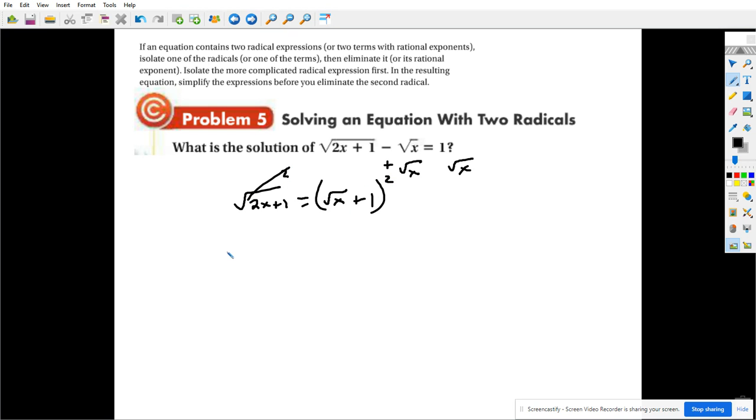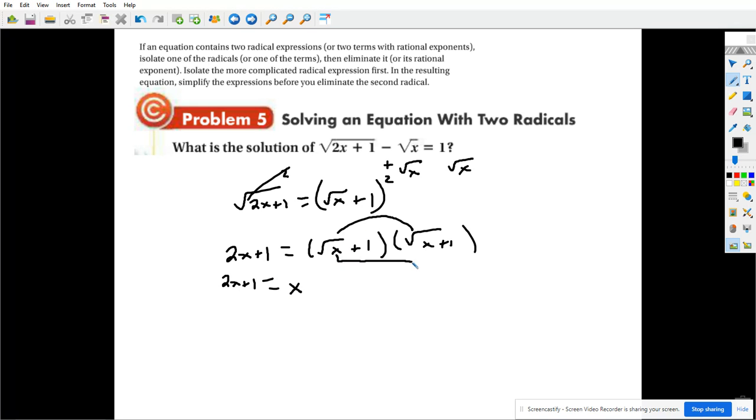So on the left, 2x plus 1. On the right, I'm left with the square root of x plus 1 times the square root of x plus 1. Okay, so I'm going to actually have to make sure that I simplify this and FOIL it correctly. So the square root of x times the square root of x is x. My outside gives me the square root of x. My inside gives me the square root of x. And my last terms gives me 1 times 1, which is 1.